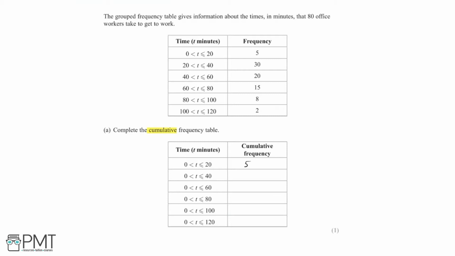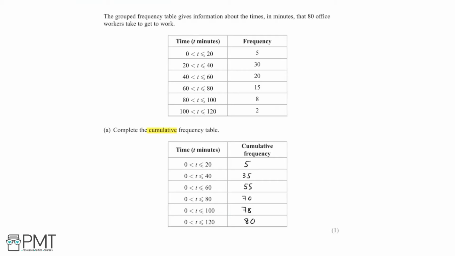But now between 0 and 40, we'd have to add the frequencies between 0 and 20 and 40. And so we'd do 5 plus 30, which gives us 35. And so between 0 and 60 minutes, we'll do 35 plus 20, which is equal to 55. And now between 0 and 80, we'll do 55 plus 15, which will give us 70. Between 0 and 100, we'll add the next number, so we'll have 70 plus 8, which is equal to 78. And finally, between 0 and 120 minutes, our cumulative frequency will be 78 plus 2, which is equal to 80.